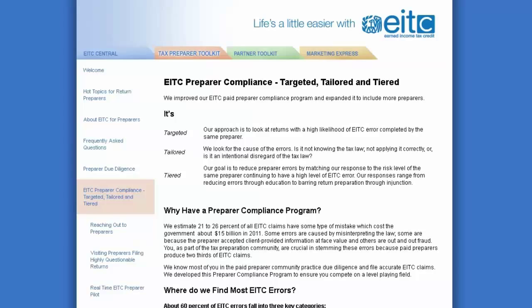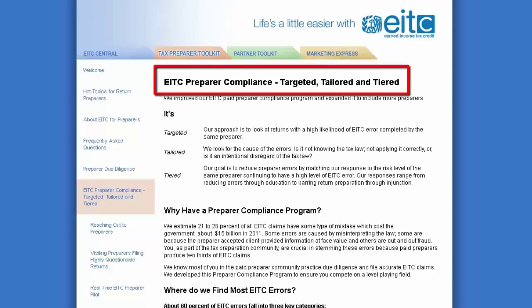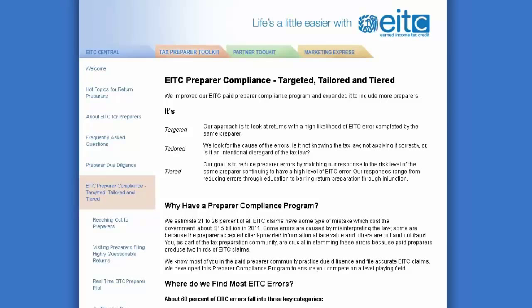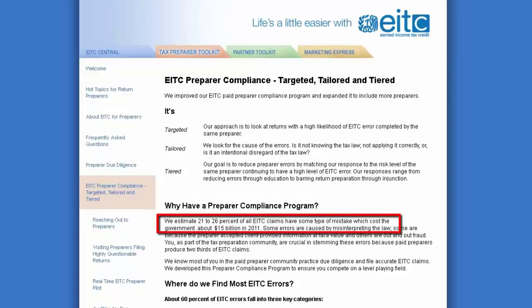Returning to the IRS's main earned income credit tax site, on this IRS page, you can see that there is a module called EITC Preparer Compliance: Targeted, Tailored, and Tiered. On this page, the IRS is going out of its way to explain what it's doing to encourage compliance within the tax practitioner community and why they have a compliance program. You can see here that they estimate that 21 to 26% of all EITC claims have some kind of mistake, which cost the government up to $15 billion in 2011.